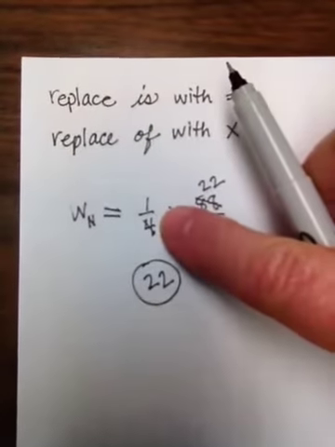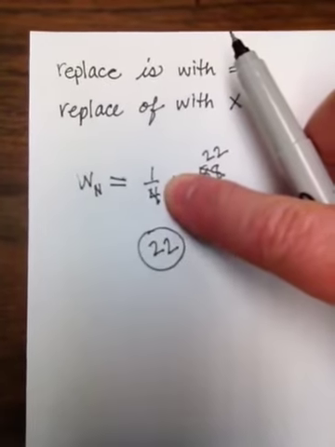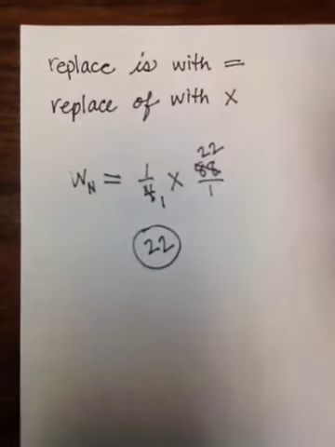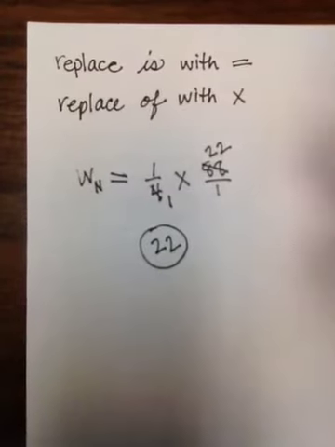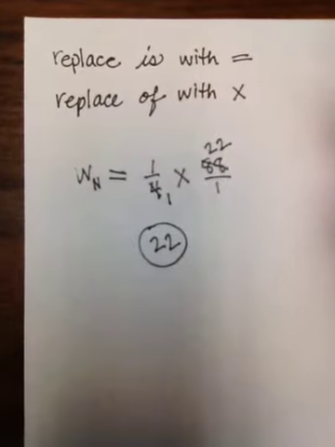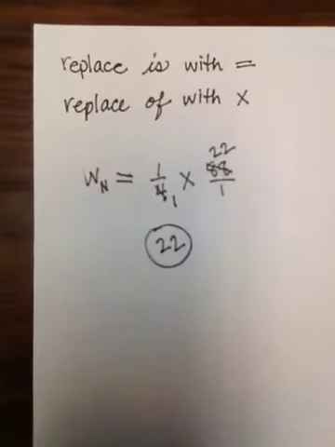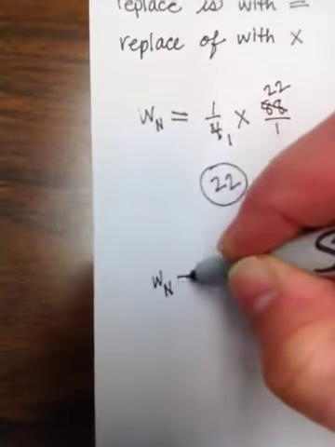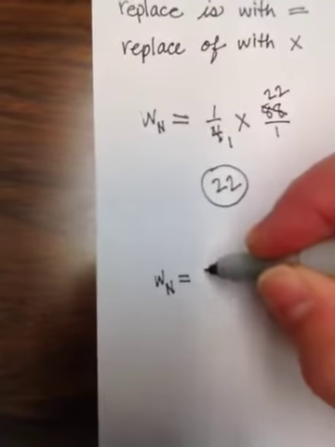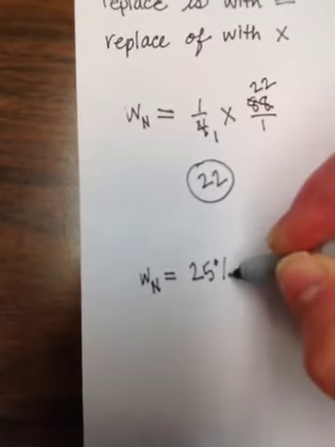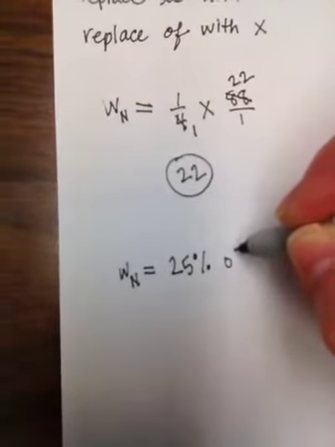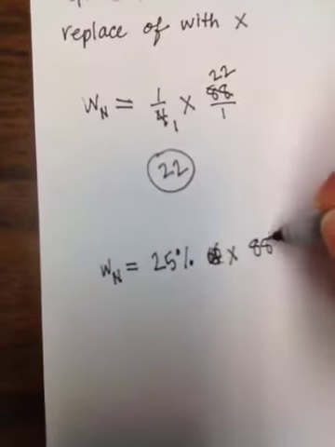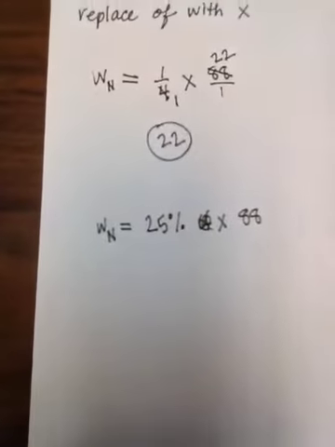Now, they're not always going to give you a fraction. Sometimes they're going to give you a percentage. We're going to do the same thing. So let's say we have: what number is 25% of 88, with "of" meaning multiply.